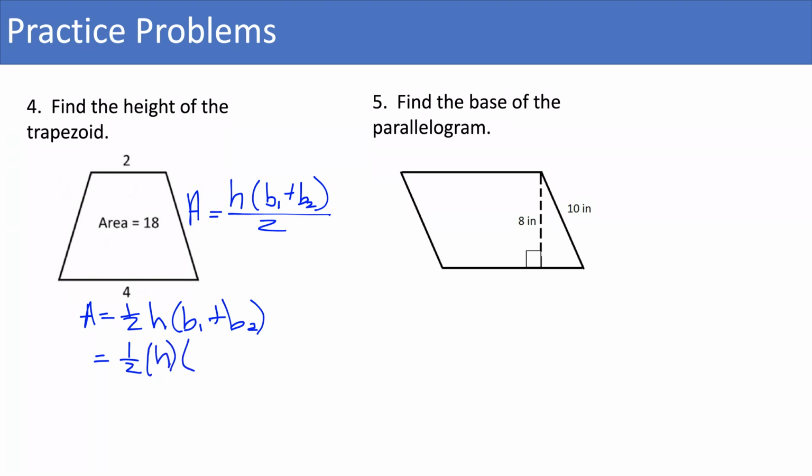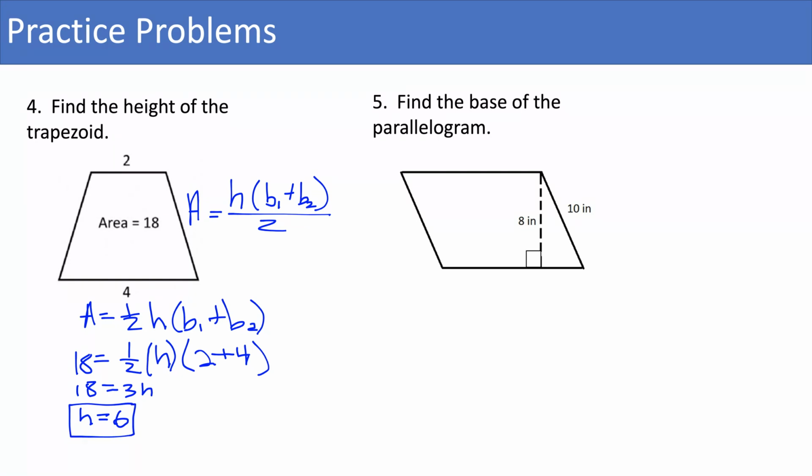I know base 1 is 2. I know base 2 is 4. What else do I know? Oh, I do know the area. The area is 18. Okay. So now we're going to simplify that. 18. Okay. So it's half. 2 plus 4 is 6. So half of 6 is 3. So h is going to be 6. And because it's height, it's just units.